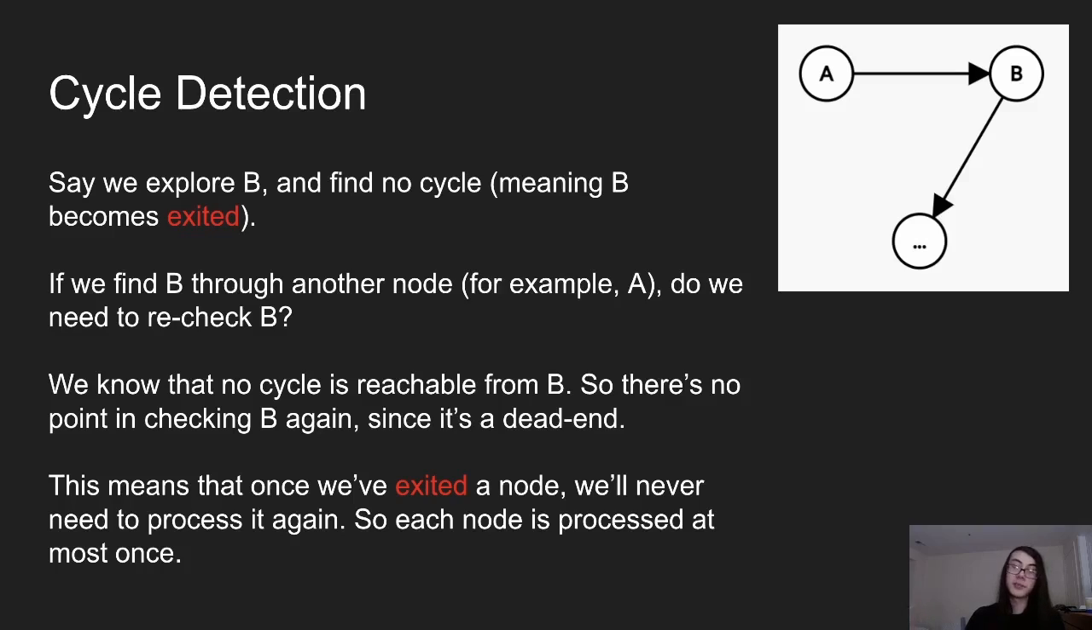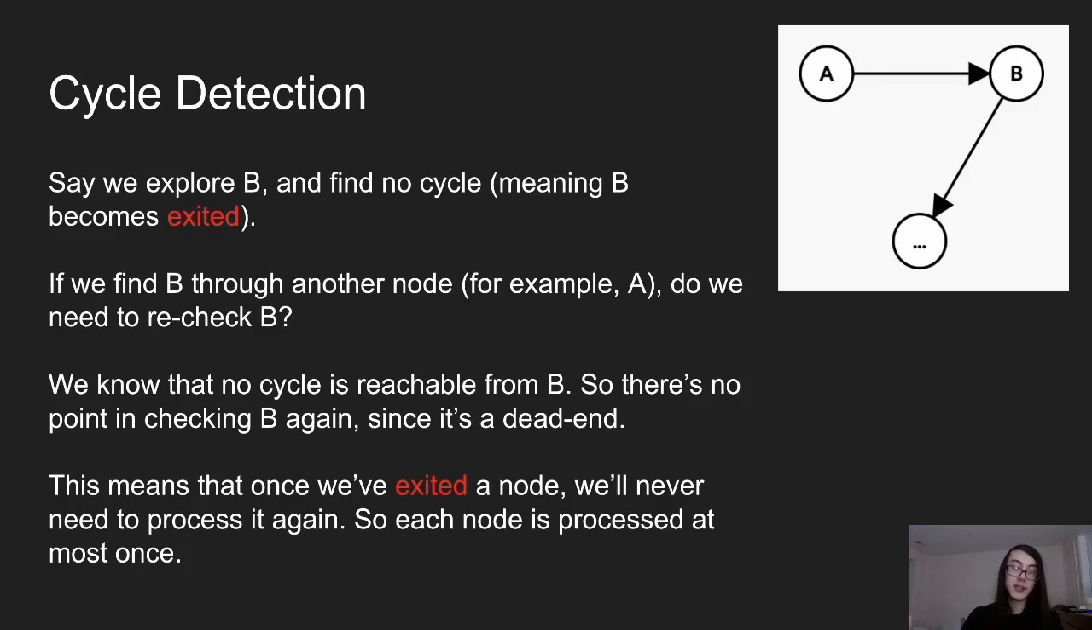And no cycle is reachable from any exited node because we already looked at all of the possibilities for cycles. So that means that there's no point visiting an exited node again because we know we won't find a cycle if we reach it. So each node is processed at most once, and its state will go from unvisited to processing and finally to exited when we're done with it.